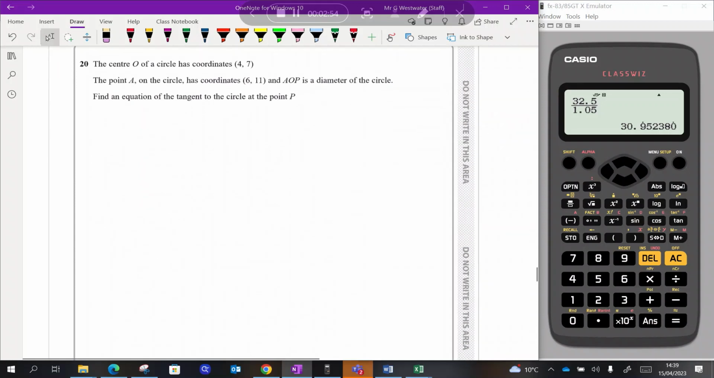On to question 20. The centre O of a circle has coordinates 4, 7. Okay, let's draw this out. So this is 4, 7.